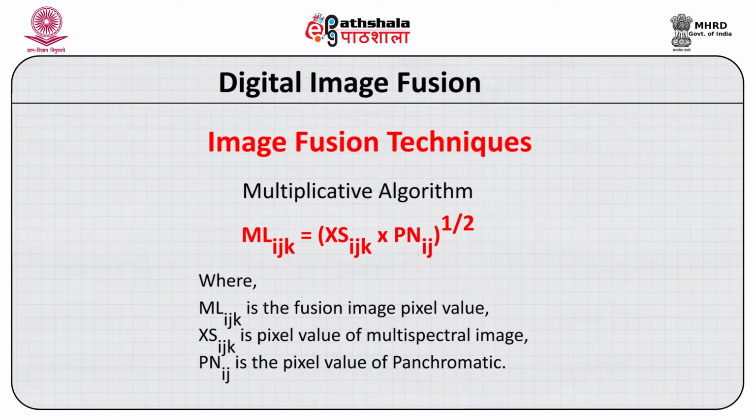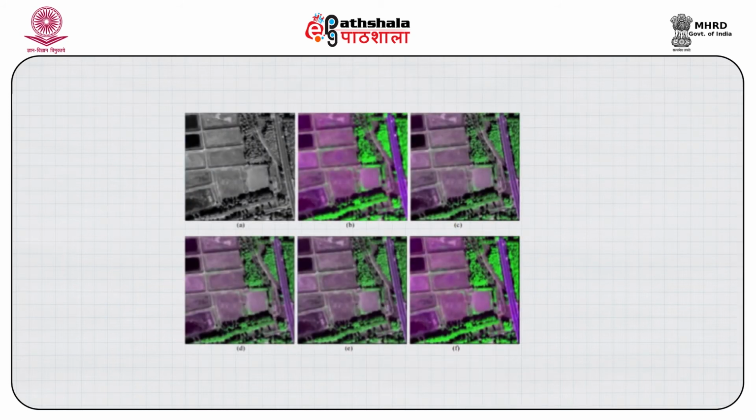This technique also helps in detection of small targets like cars and trees. But multiplicative fusion techniques cause changes in the color of the original image and make photo interpretation more difficult. While using these techniques for image fusion, the color of the vegetation changes from green to blue when the blue band is used in natural color combination.